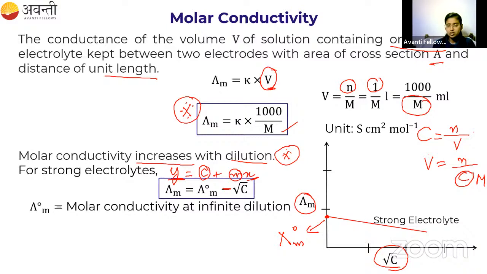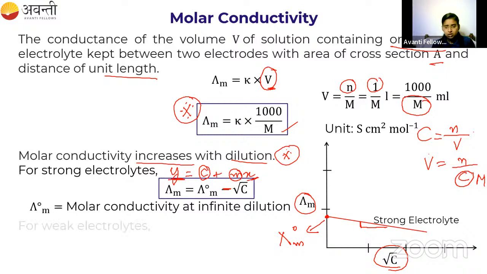For strong electrolytes, we are getting a straight line because it is following the straight line equation. The line is coming from left top to right bottom because of the negative slope. If the slope is negative, the line has to come from top to bottom like this. So we are getting a line like this, and this is the slope for this particular line. That slope value is coming out to be a negative value. So this is for strong electrolyte.